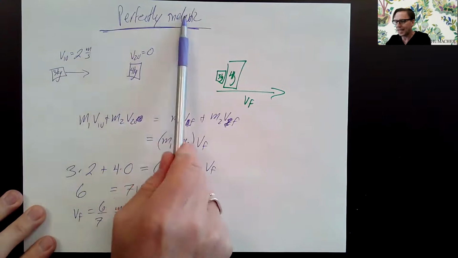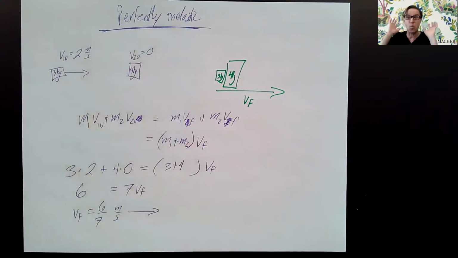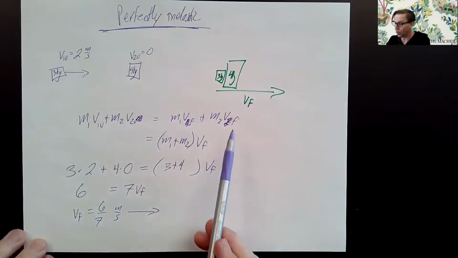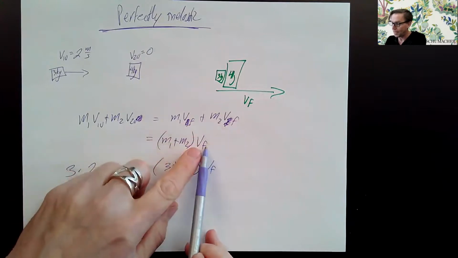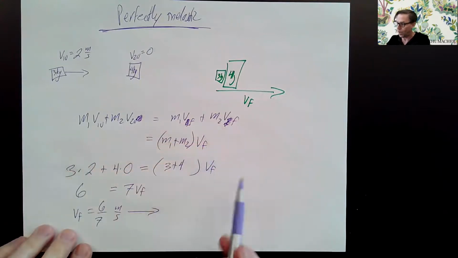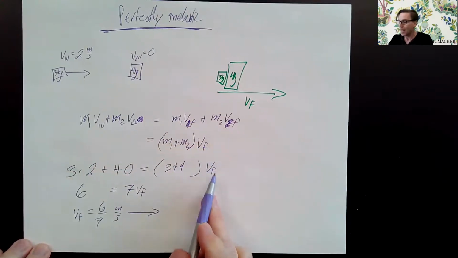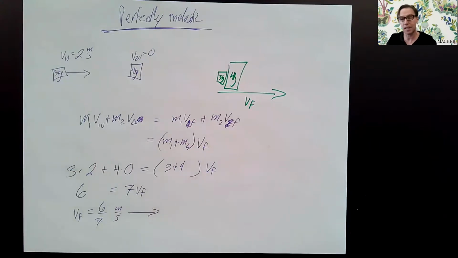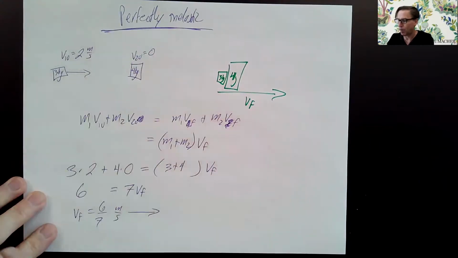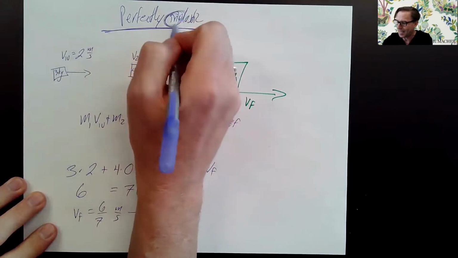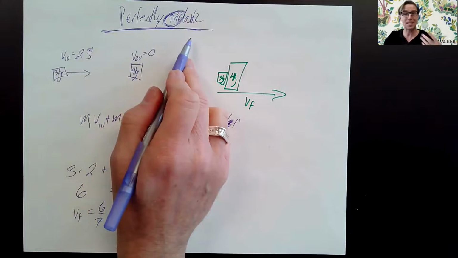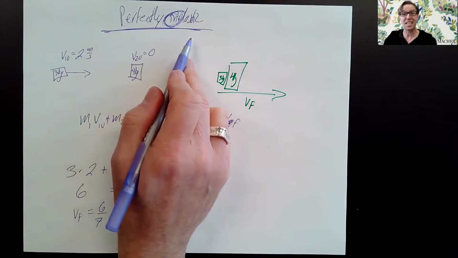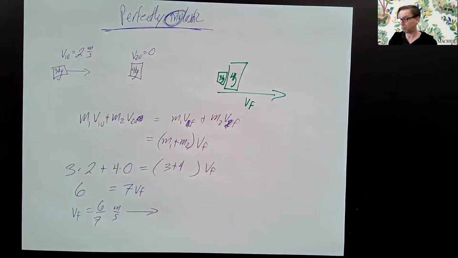So that is what perfectly inelastic means. Perfectly inelastic is a wonderful situation because it's so easy to solve. Instead of V1 final and V2 final, there's just V final, which means I can factor it out. And there's only one unknown. Now, my question is, I told you sticking together is called perfectly inelastic. I'm calling it inelastic. I'm saying right from the beginning, kinetic energy is not conserved.